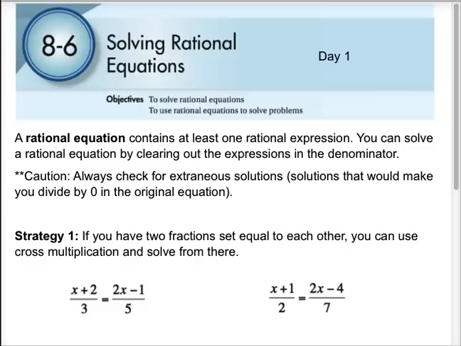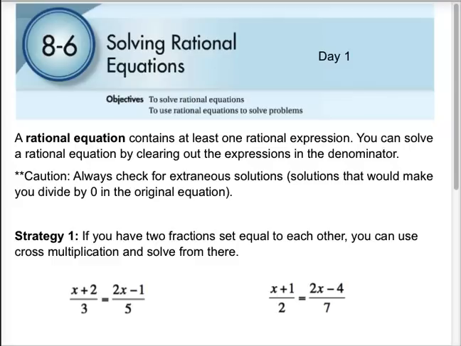So a rational equation contains at least one rational expression. You can solve a rational equation by clearing out the expressions in the denominators. Caution. You always want to check for extraneous solutions, that would make you divide by 0 in the original equation. So if when you get a solution, you put it back into the equation and it would make you divide by 0, that means you can't actually use it as a solution.